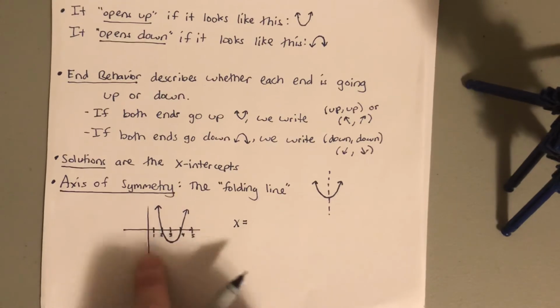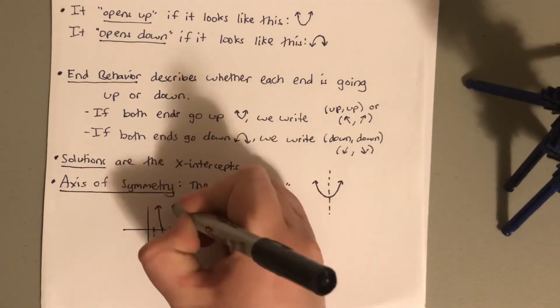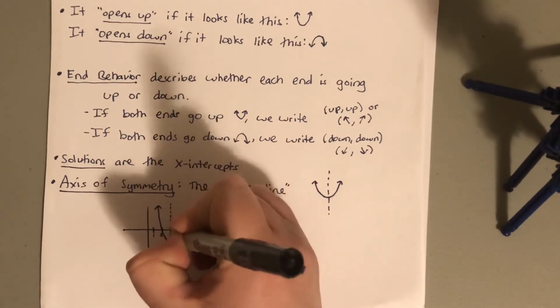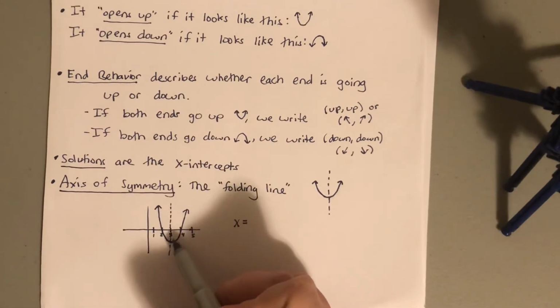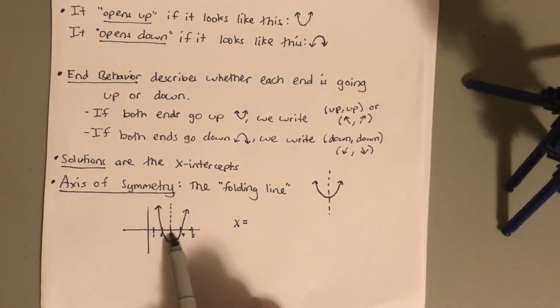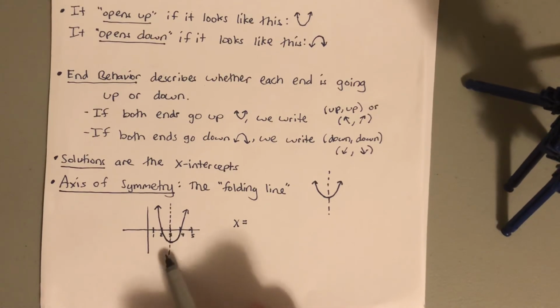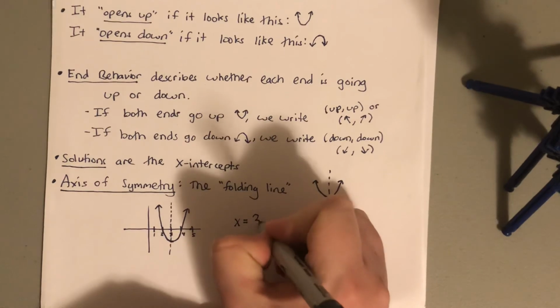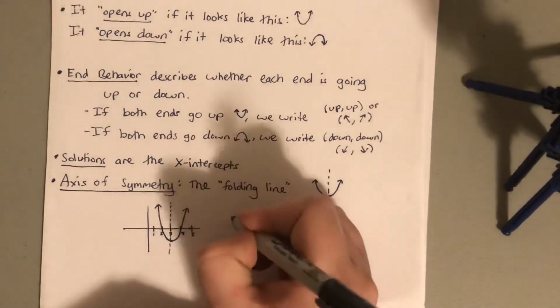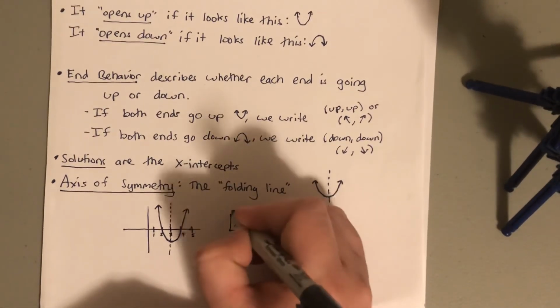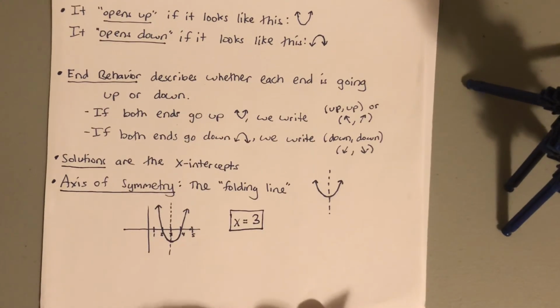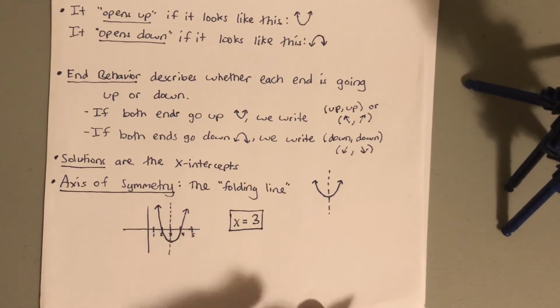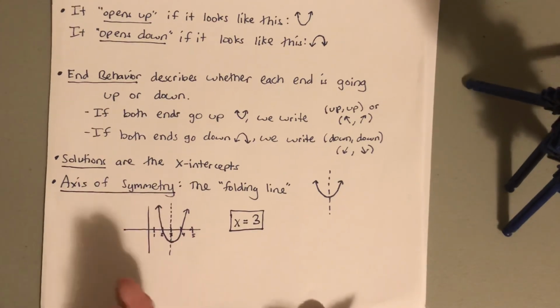So for example, in this function, it's happening right through 3, right? You have 1, 2, 3. The solutions are at 2 and 4, and the axis of symmetry is right through the middle at 3. So if we wanted to write an equation for the axis of symmetry, we would just write x equals 3. And that's how you can write the equation for an axis of symmetry: x equals, and then wherever it's crossing through the x-axis.